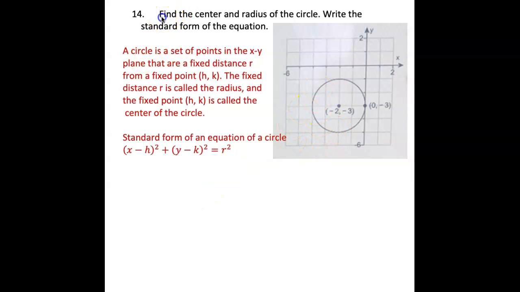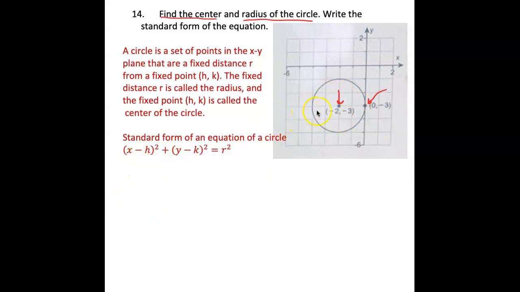So they want us to find the center and the radius. The first thing we're going to do is find the radius, because if you notice right here, we are given the center of the circle, and then we're given a point. This is everything you need in order to find r. So the center is there. You can see that.